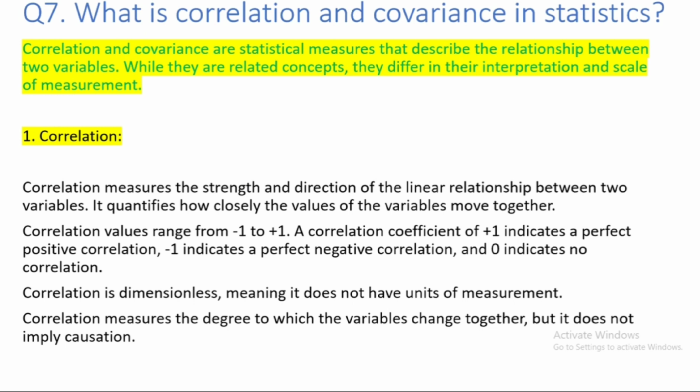Correlation values range from -1 to 1. A correlation coefficient of +1 indicates a perfect positive correlation, -1 indicates a perfect negative correlation, and 0 indicates no correlation. Correlation is dimensionless, meaning it does not have units of measurement. Correlation measures the degree to which variables change together, but it does not imply causation.